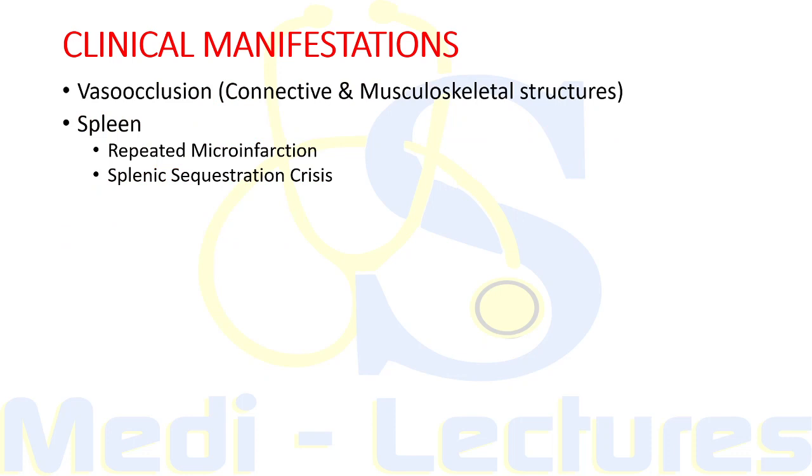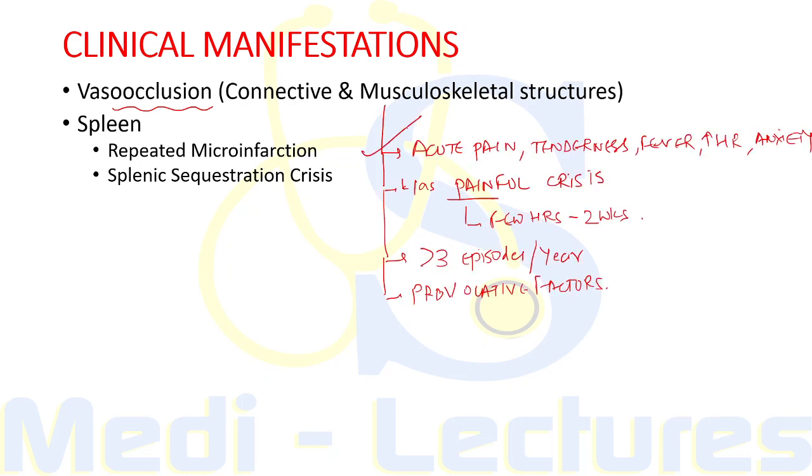So the intermittent episodes of vaso-occlusion in the connective tissue and musculoskeletal structures is manifested by acute pain, tenderness, fever, tachycardia, anxiety. This is known as painful crisis. Now this pain is lasting for few hours to 2 weeks. This painful crisis is the most common clinical manifestation of sickle cell disease.